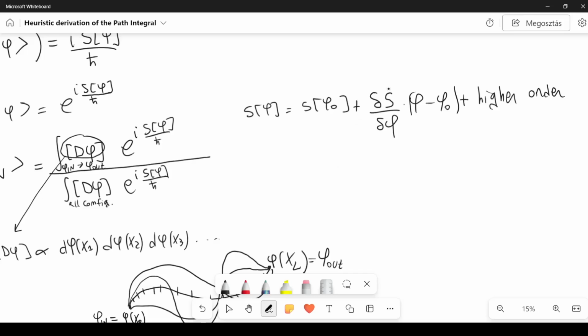But if the action becomes stationary, for example here, if this partial derivative, this functional derivative, is 0, then you can see that the action is basically stationary. It is almost a constant near this configuration phi 0, which means that more or less this complex exponential will remain quite constant. So the fluctuations will diminish around this field configuration, which means that the contributions to the path integral will be larger.